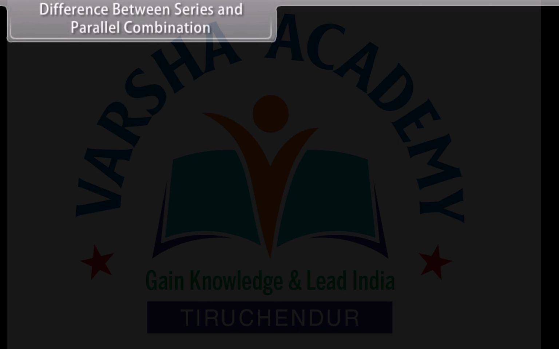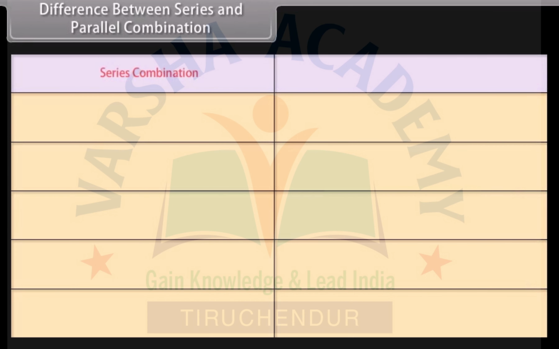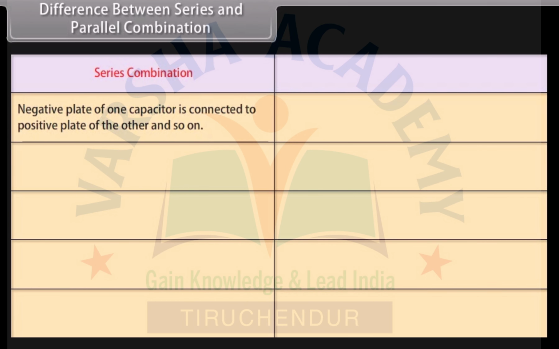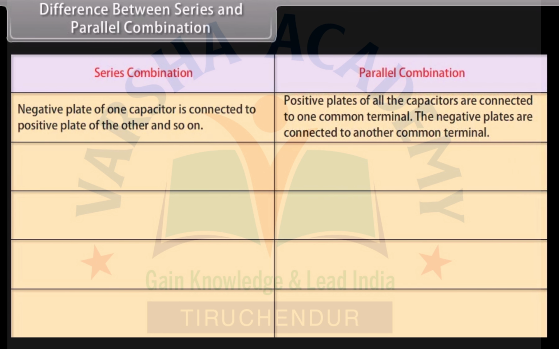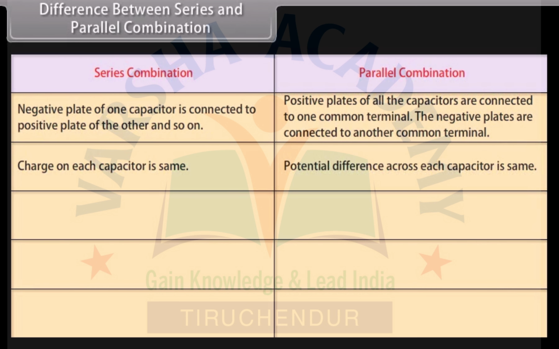Difference between series and parallel combination. In series combination, the negative plate of one capacitor is connected to the positive plate of the other and so on. Whereas in parallel combination, positive plates of all the capacitors are connected to one common terminal and negative plates are connected to another common terminal. In series combination, charge on each capacitor is the same. Whereas in parallel combination, potential difference across each capacitor is the same.